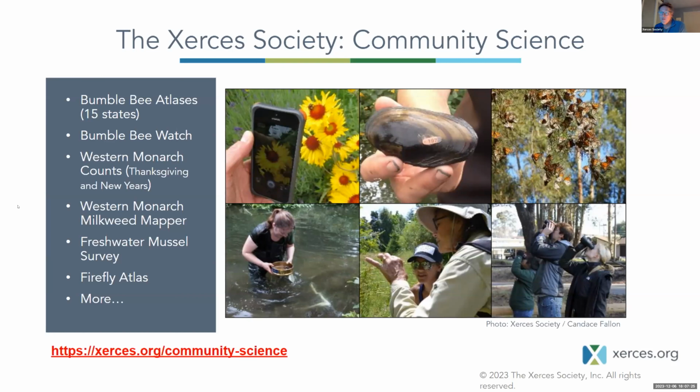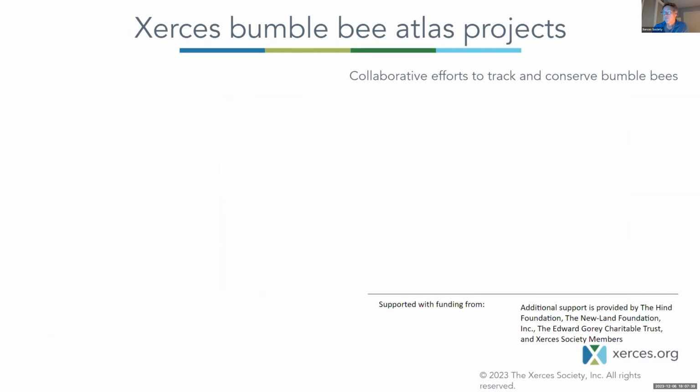We have one mapping the host plants for the monarchs, the milkweeds. We have a freshwater mussel survey, a new firefly atlas, and more. So there's a link at the bottom there if you're interested in getting involved in other community science projects.